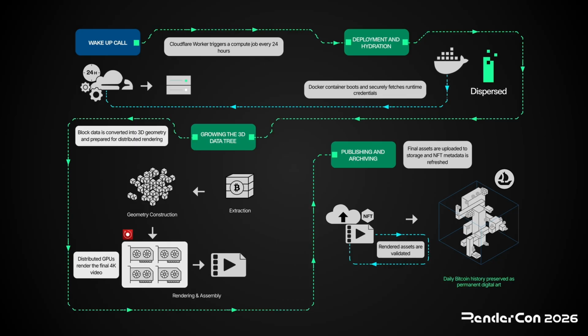It's like a gateway to all the credentials the node will use throughout the runtime, like the Render Network API keys, the Cloudflare credentials, and also Telegram API, so it can ping me about its status from time to time. The next step is deployment and hydration. The Dispersed node spins up a Docker container that has the entire runtime environment packaged inside, like the operating system, Houdini, Octane, GPU drivers, FFmpeg, and everything else the node needs to create the artwork, basically.